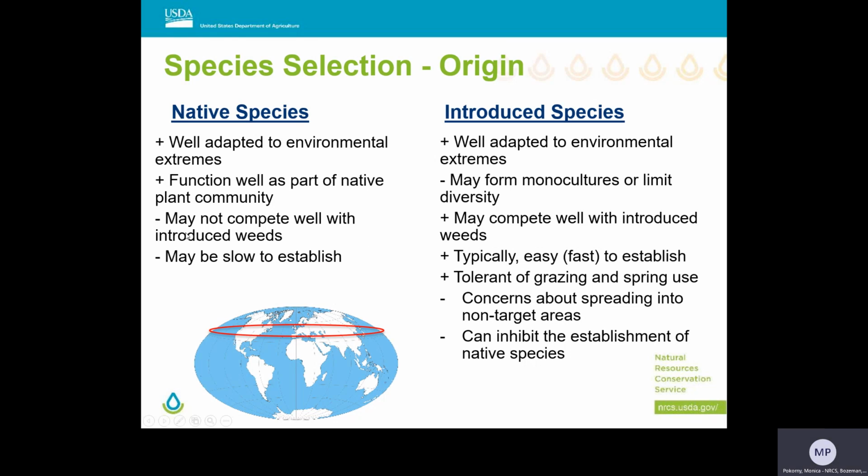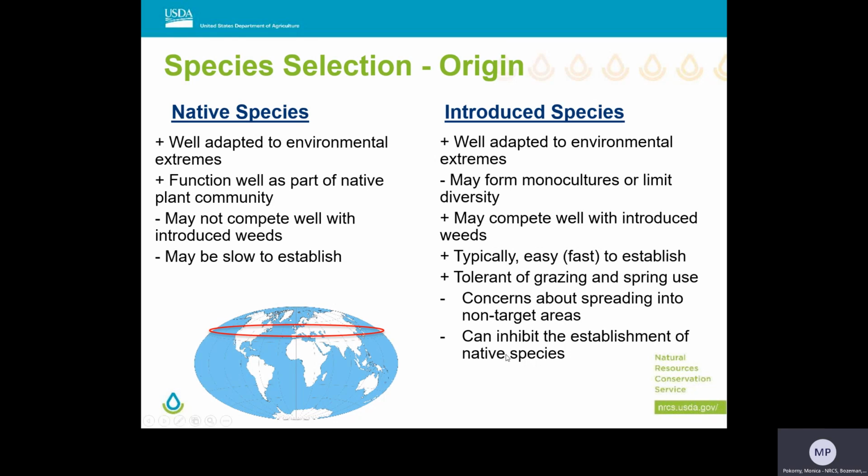I would also say that some of our native species, and these are some real generalizations now, may not compete as well with our introduced weeds or our noxious weeds on the site. This is because some of them establish quite slowly. I will say that there are some native species that can be quite competitive, but this is a generalization again, where our introduced species can tend to be a little bit more competitive with introduced weeds and noxious weeds because they're typically faster to establish on a site.